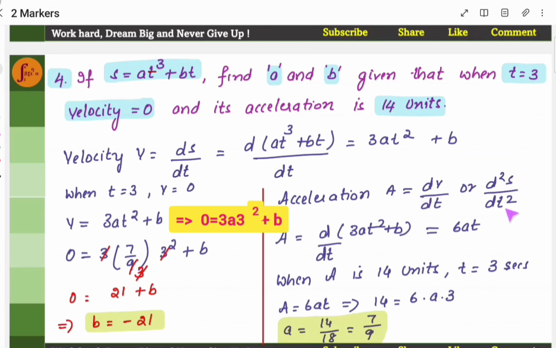Acceleration is d square s by dt square. I'll put all of this. Now, t is 3 seconds here. They've given t, so substitute t as 3 seconds in this expression. A you don't know; we'll have to find out a. So acceleration they've given, which is 14 units. Substitute acceleration. We don't know a, we know t. So you'll get the value of a. Now you put this a in this particular expression and you'll get b. So we have got the value of a and b both.